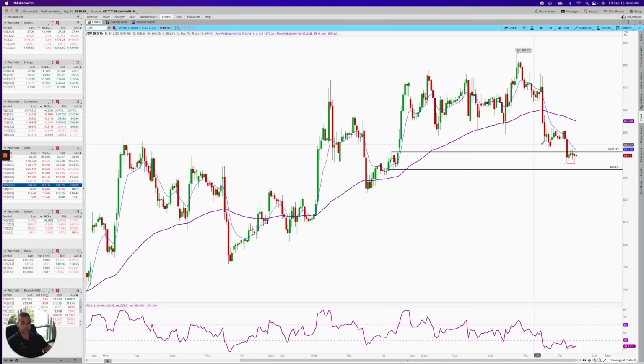Even though I've had this level marked out since I think Tuesday earlier this week, so we've done that work, we waited for price to come in, and it just didn't fit the mold.